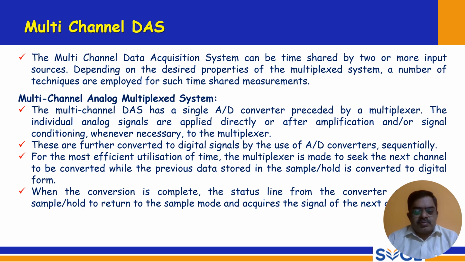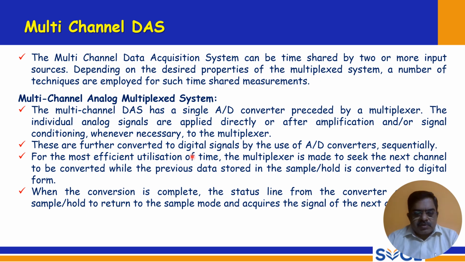If you see, a number of sensors are connected to a multiplexer. That is where you can have a multi-channel DAS. The multi-channel data acquisition system can be time shared by two or more input sources. Depending on the desired properties of the multiplexer system, a number of techniques are employed for such time shared measurements. Multi-channel analog multiplexed system: the multi-channel DAS has a single A to D converter preceded by a multiplexer. The individual analog signals are applied directly, or after amplification or signal conditioning whenever necessary, to the multiplexer.